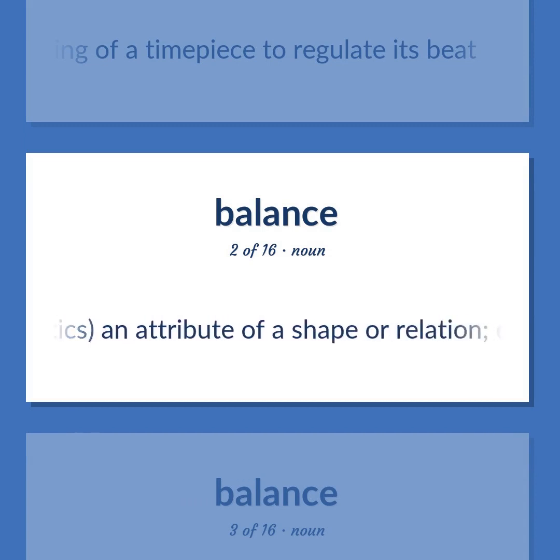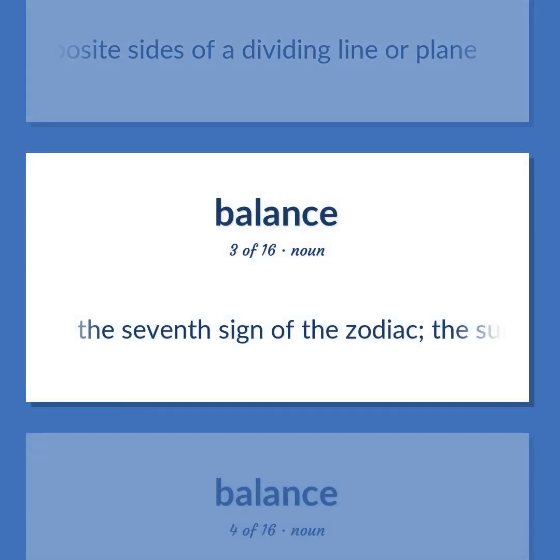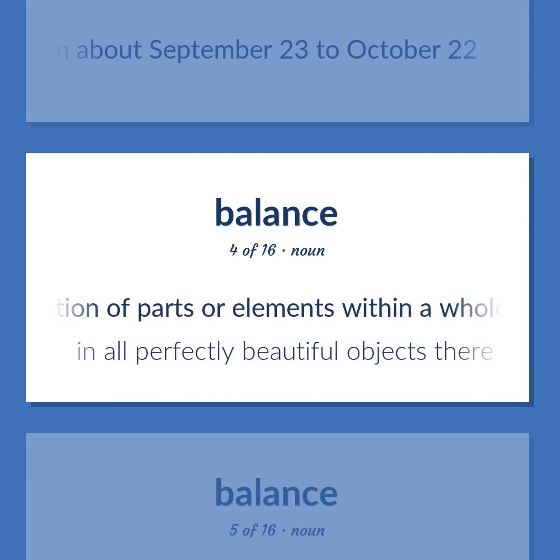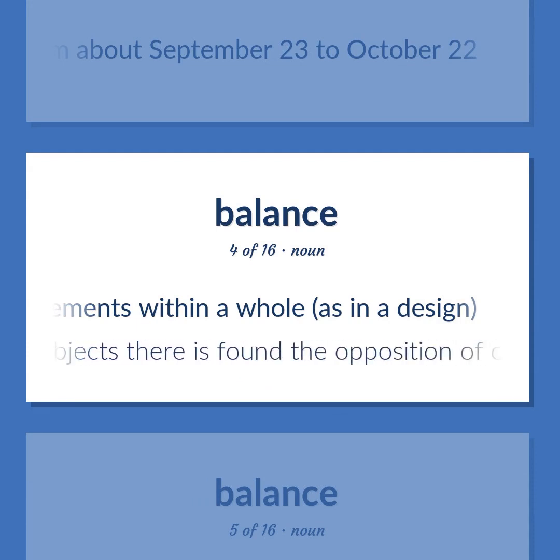Mathematics. An attribute of a shape or relation. Exact reflection of form on opposite sides of a dividing line or plane. The seventh sign of the zodiac. The Sun is in this sign from about September 23 to October 22. Harmonious arrangement or relation of parts or elements within a whole, as in a design. In all perfectly beautiful objects there is found the opposition of one part to another in a reciprocal balance.